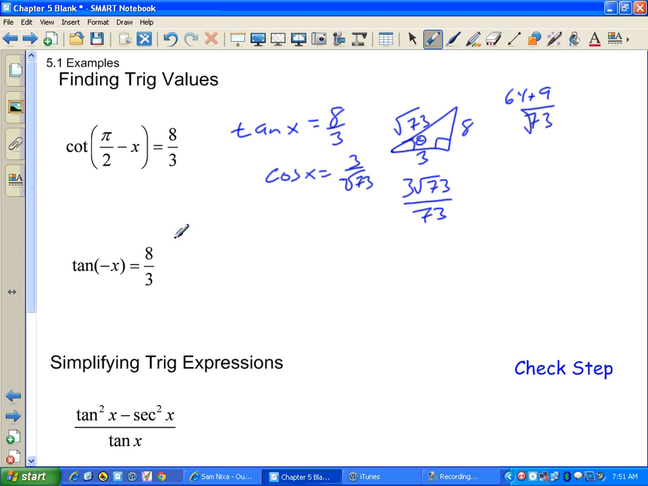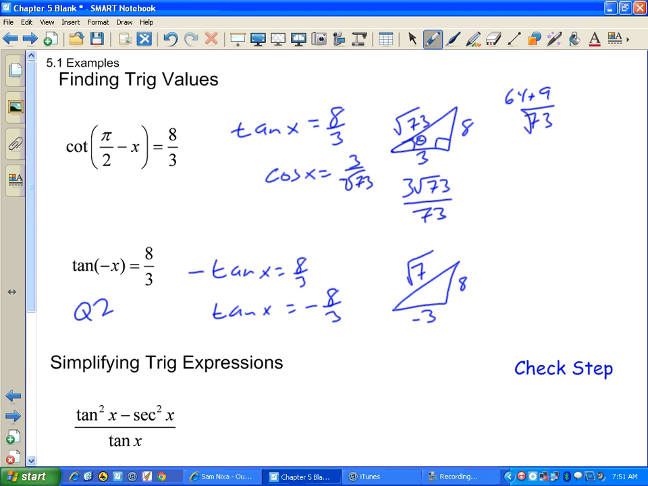Okay. Same thing here. Since tangent's odd, I can just turn this into tangent of x equals 8/3. So therefore, the tangent of x would be negative 8/3. And they'd have to give me more information because right now I don't know if the 3 or the 8 is negative, but one of them is. Maybe they tell me I'm in quadrant 2. Well, in quadrant 2, my x values are negative, so that's negative. I'd still get the same hypotenuse. And then I can find whatever trig value they're looking for.